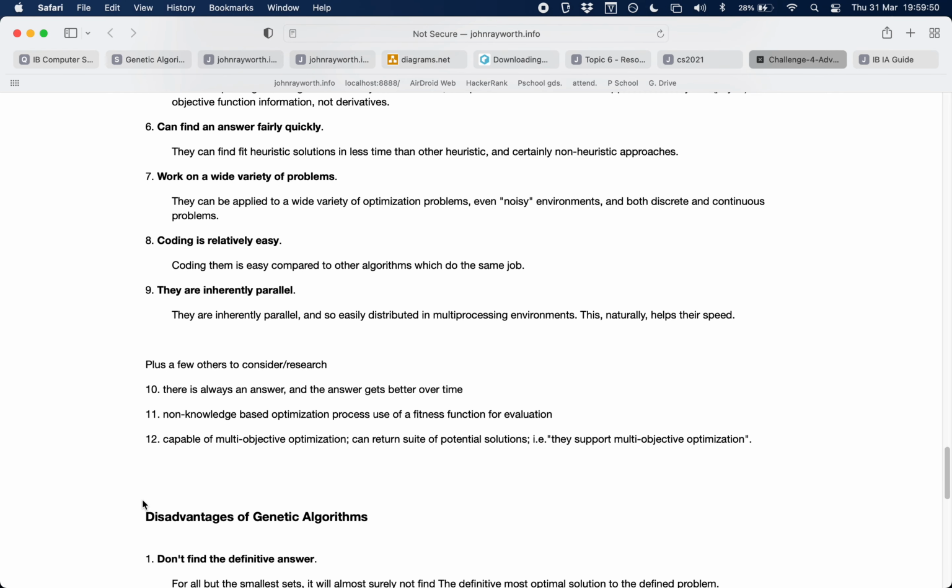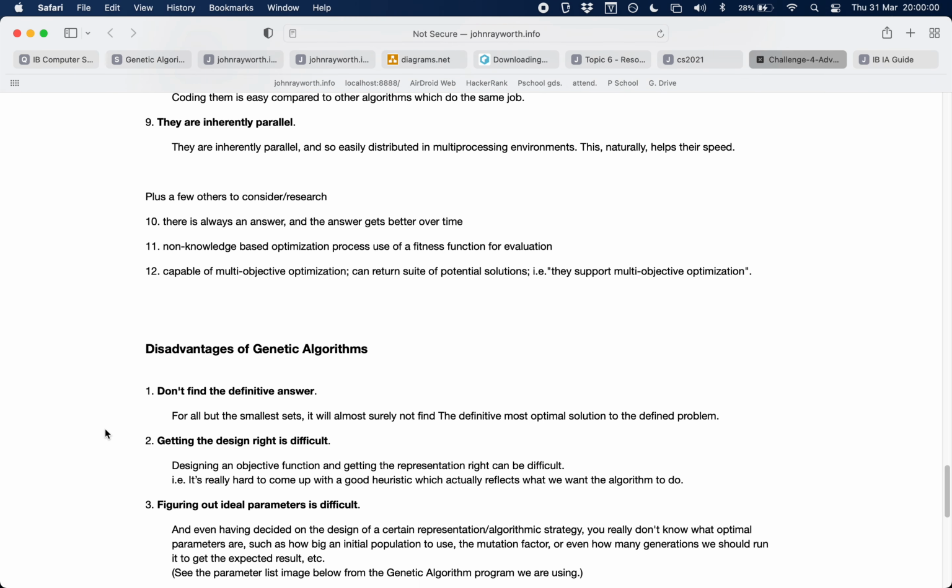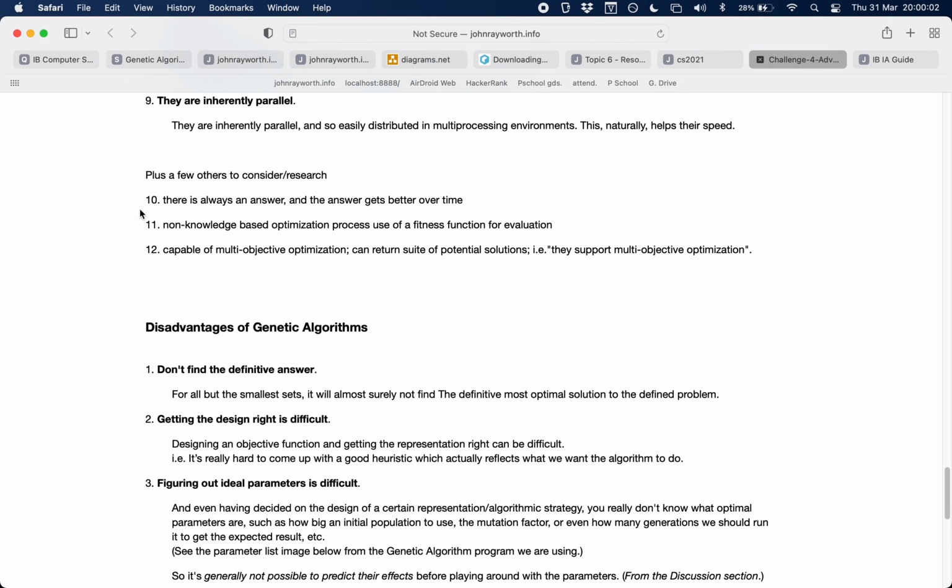So then there are a few more that I've kept on coming across, and I kind of understand them, but I kind of don't, so I'm not going to dwell on those. Well, number 10 I get, but I'm not quite so sure what these 2 are about.